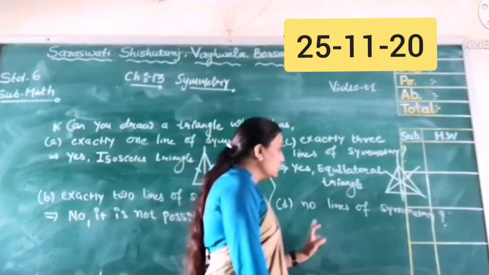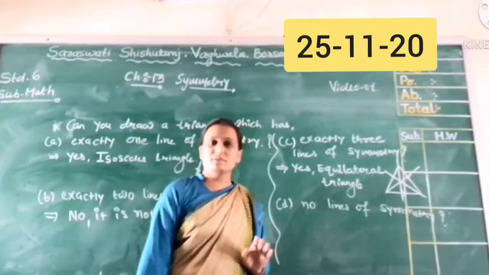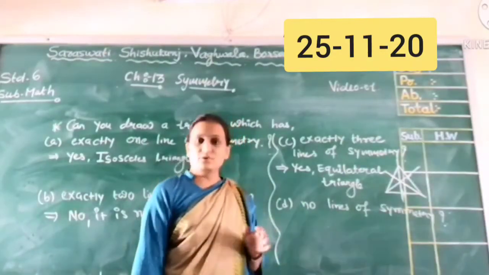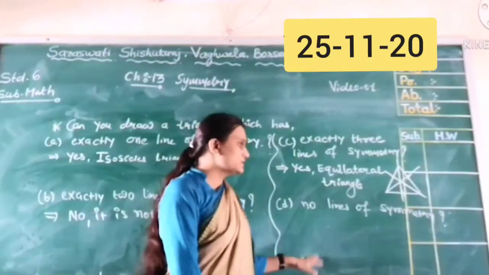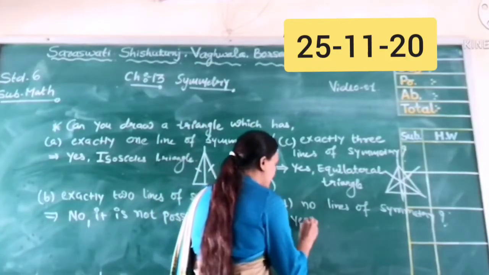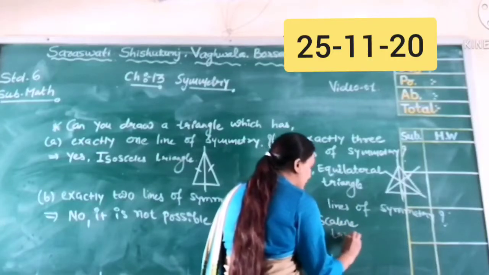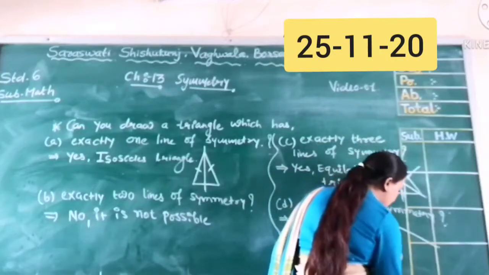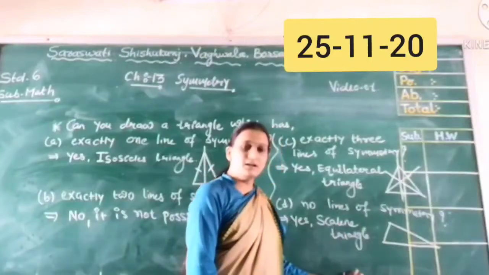Now in D, no lines of symmetry. Is there any triangle in which there is no line of symmetry, meaning zero lines of symmetry? Yes, a scalene triangle. A scalene triangle has all sides different, so we cannot draw any line of symmetry. So the answer is yes, scalene triangle, because in a scalene triangle all sides are different. That's why we cannot draw any lines of symmetry. So this is an example of a scalene triangle.